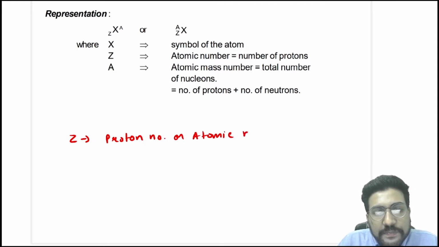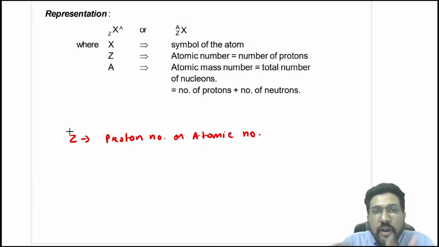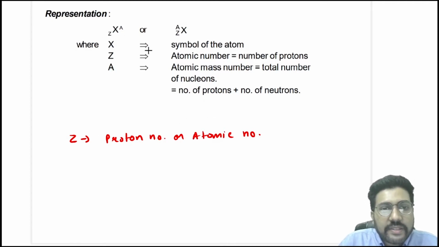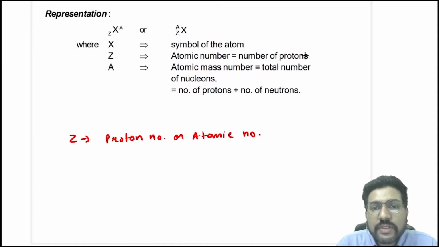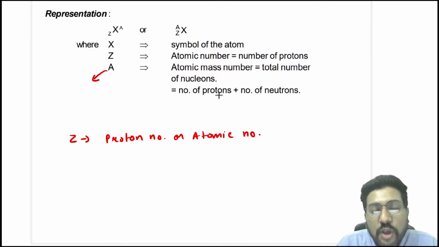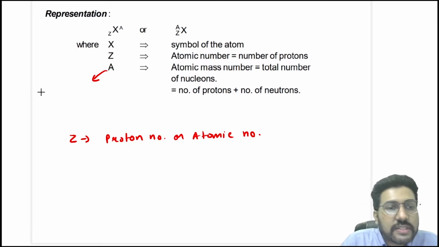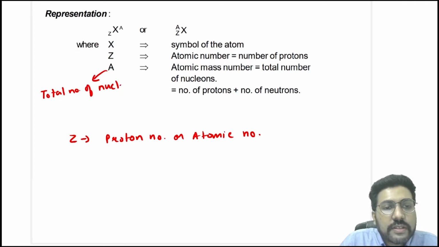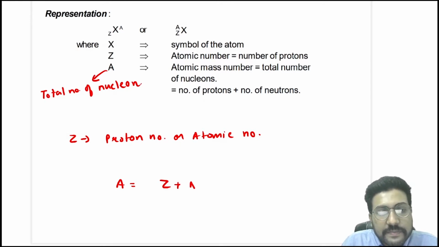Atomic number. The periodic table is filled according to the proton number, or the atomic number. X is the symbol of the atom, Z is the atomic number, which is equal to the number of protons, and A is the mass number, the total number of nucleons, that is the total number of protons plus total number of neutrons. A is the mass number, also called the nuclear number, and is the total number of nucleons. So you can write A is equal to Z plus N.